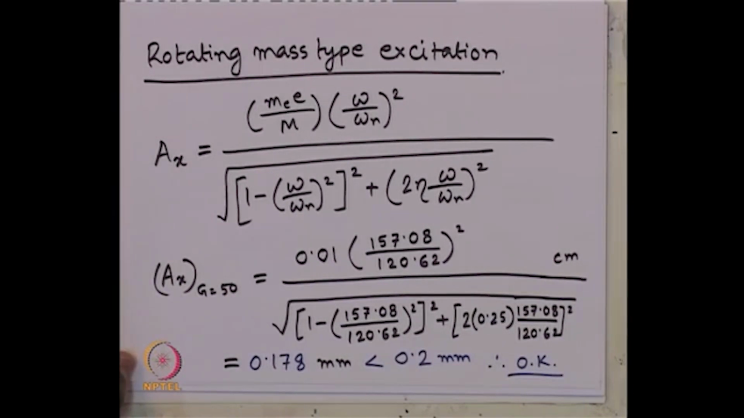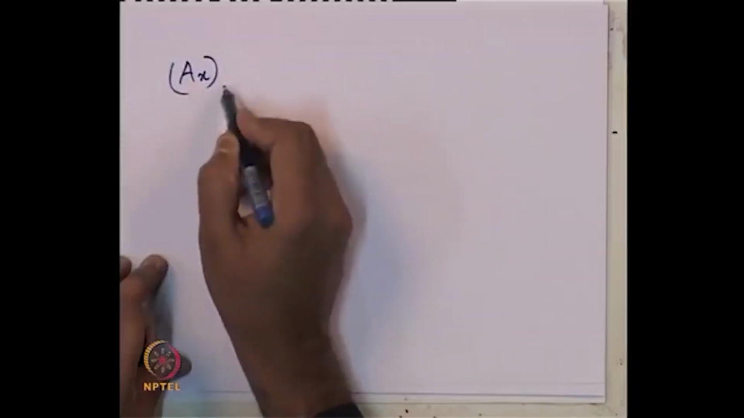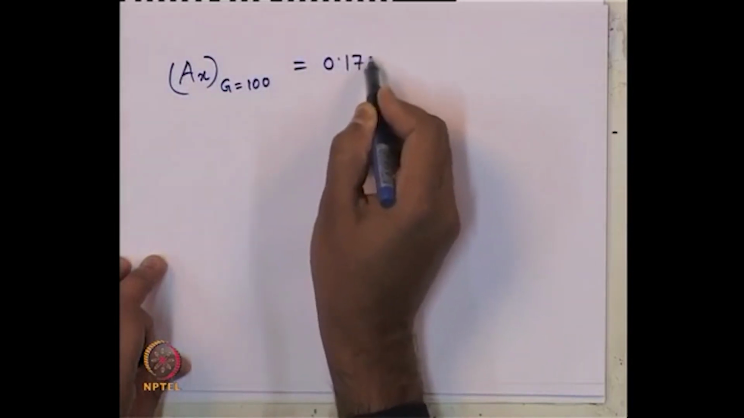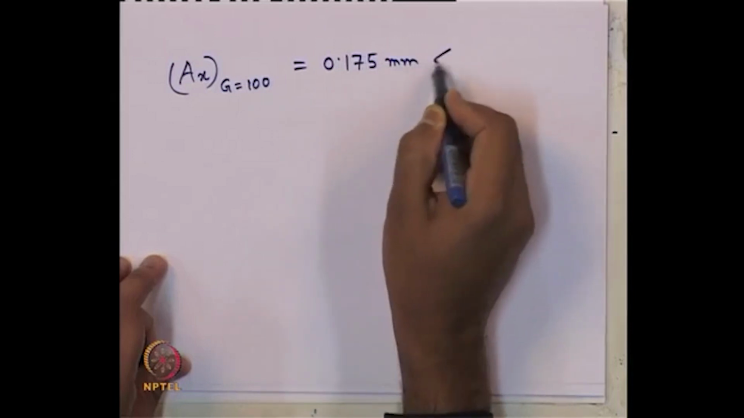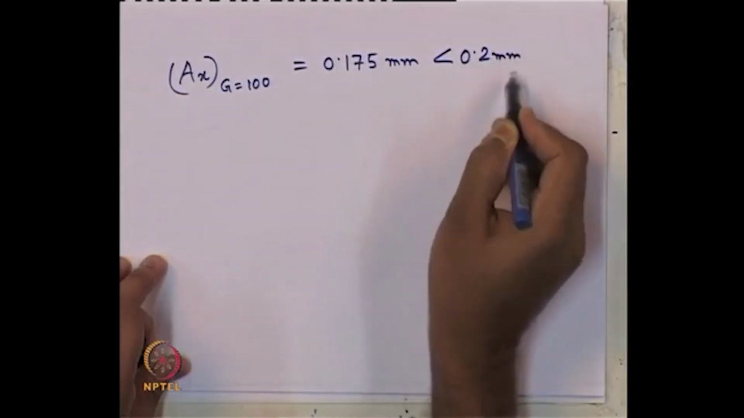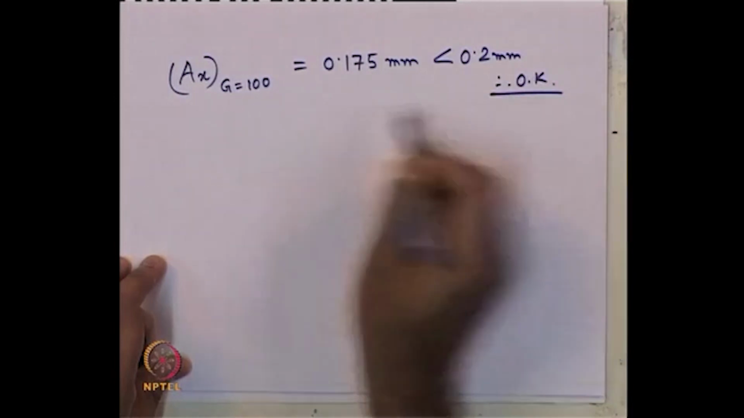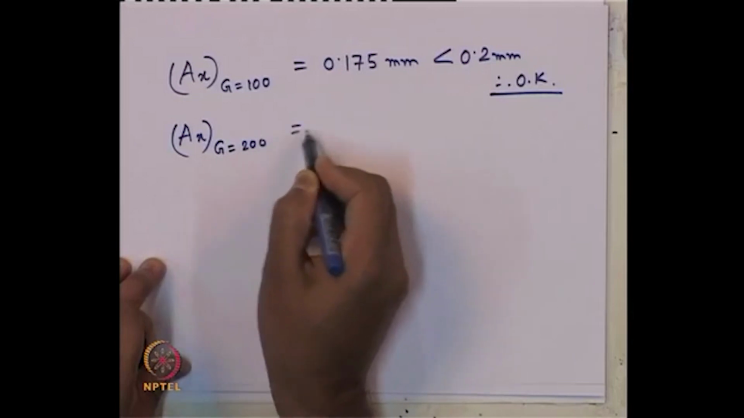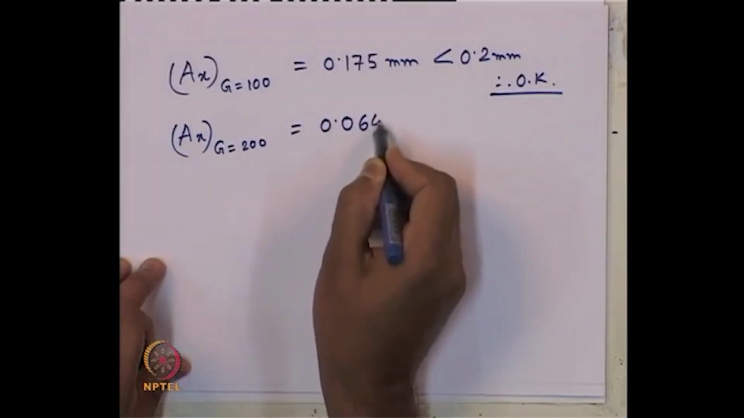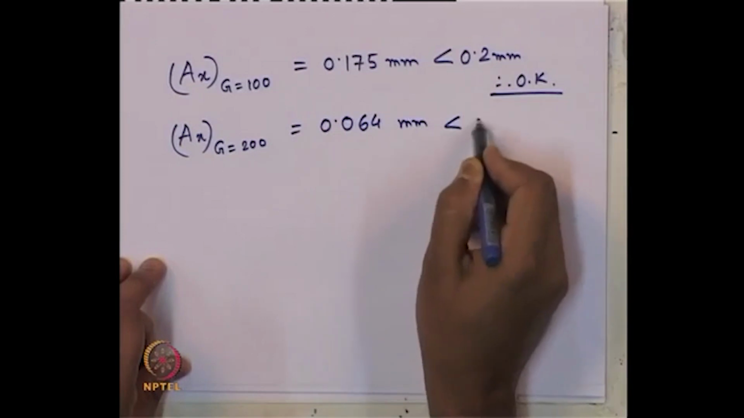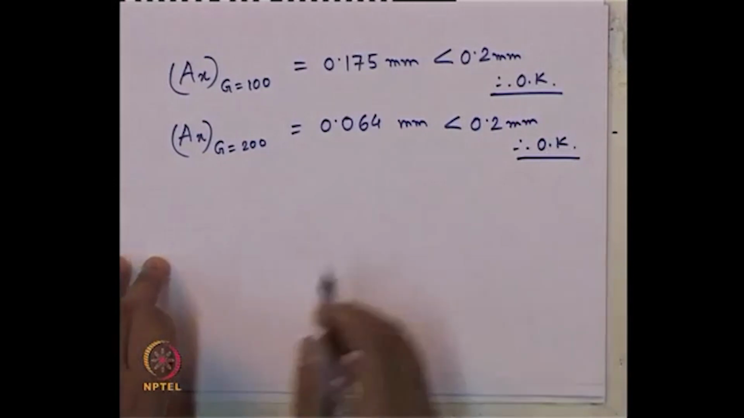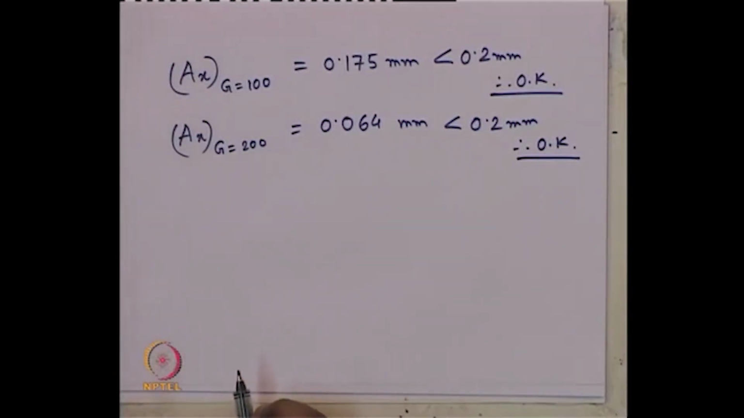Hence, for the other two cases, A x at G equals 100 TSF will be the same as the previous case, 0.175 millimeter, less than 0.2 millimeter, therefore okay. And A x for G equals 200 TSF is 0.064 millimeter, which is less than 0.2 millimeter, therefore the design is okay. This is at operating frequency.